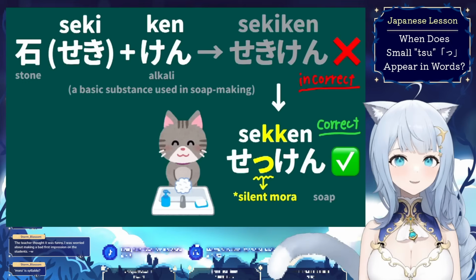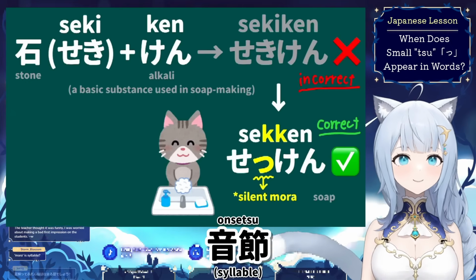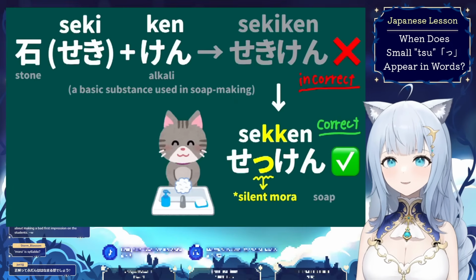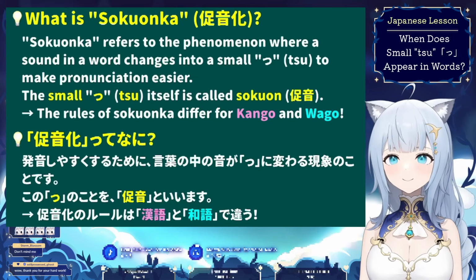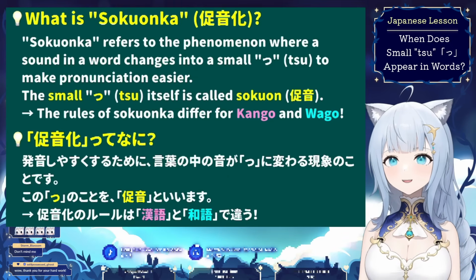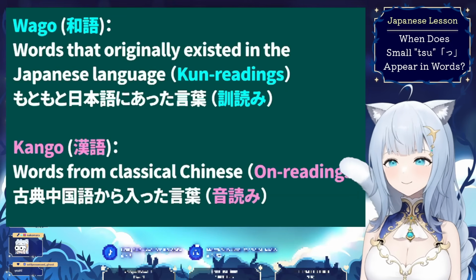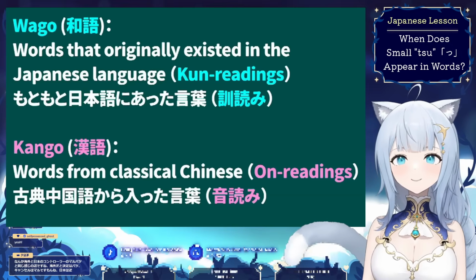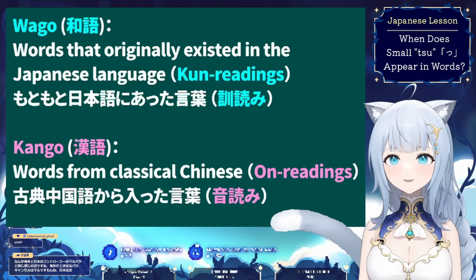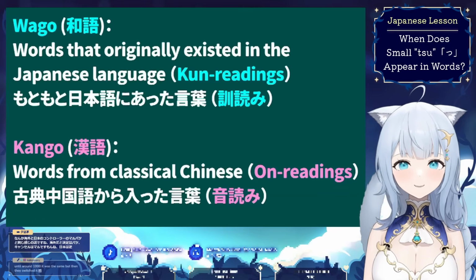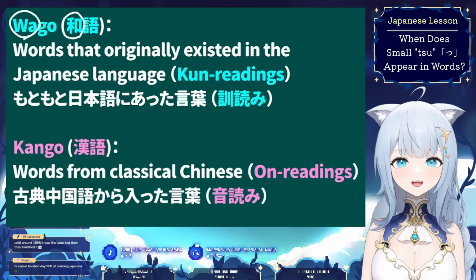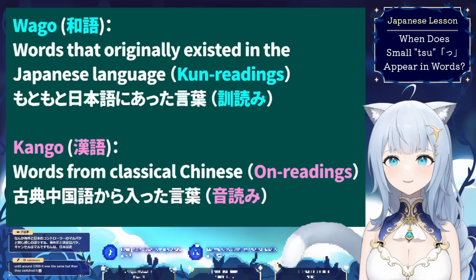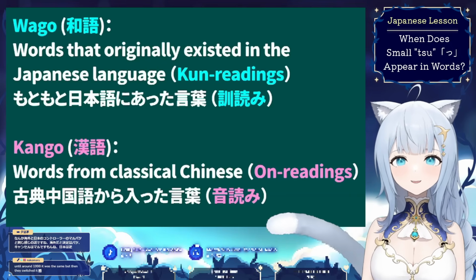Yes, onsetsu desu ne. In Japanese, it is called onsetsu. So like sound: how many sounds? It's 4 sounds, se-ki-ke-n, but the second sound is silent. Sekken. And the rules of sokuonka differ for kango and wago. Before the rules, what is wago and what is kango? Wago is kun readings: words that originally existed in the Japanese language. Wa means Japan, Japanese. On the other hand, kango are words from classical Chinese, and kango is in on readings.